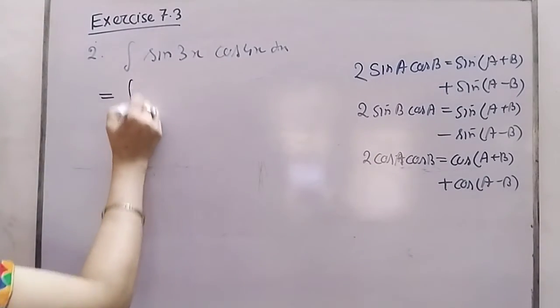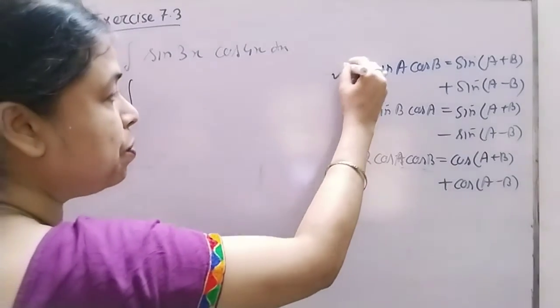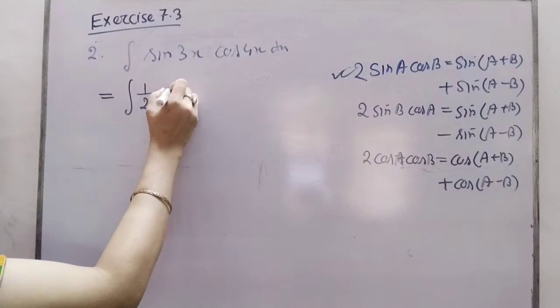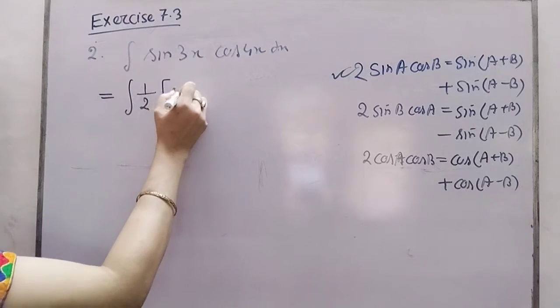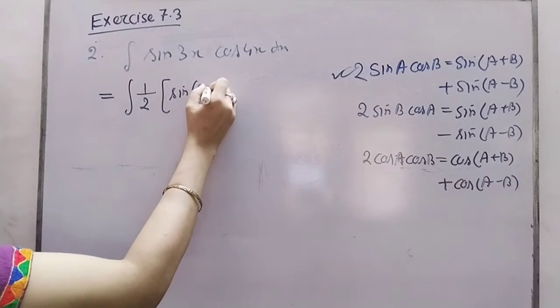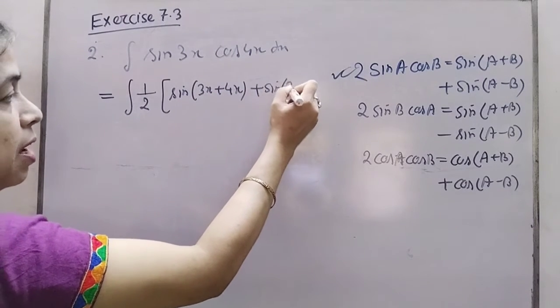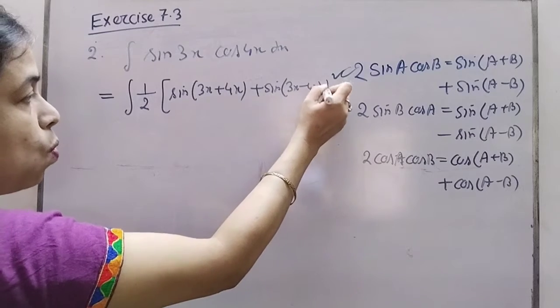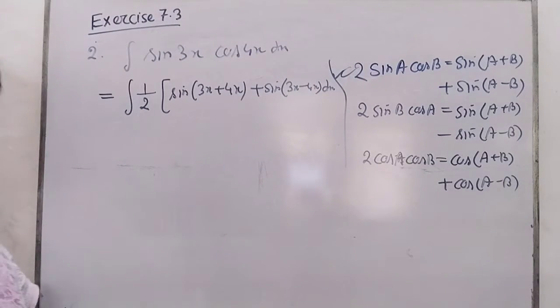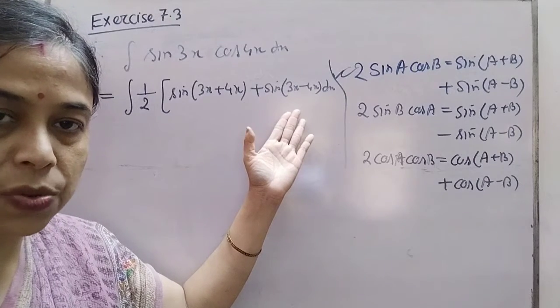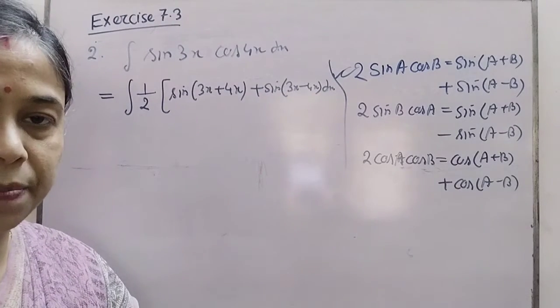So what I am going to do, we have 2 on this side, I am going to use this formula. 2 I will write down as a half. So what I am going to get here is sine of A plus B, that means thrice x plus 4x, plus sine of A minus B, thrice x minus 4x, whole into dx. This is the formula. You can break it again and check, using the sin of A plus B, sin of A minus B formula, you will get the same result again.